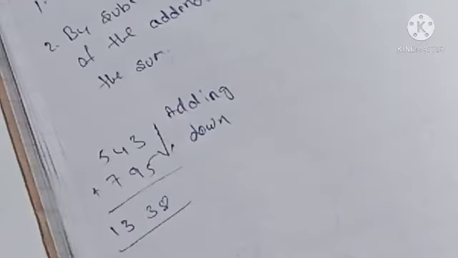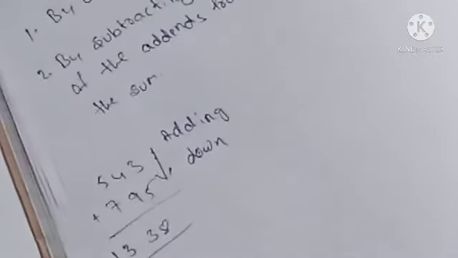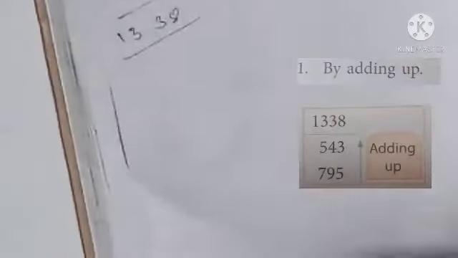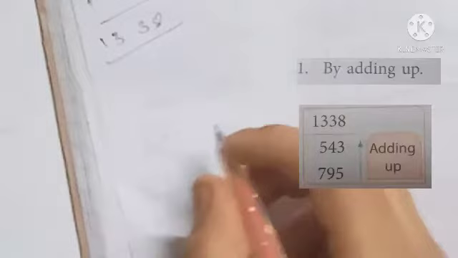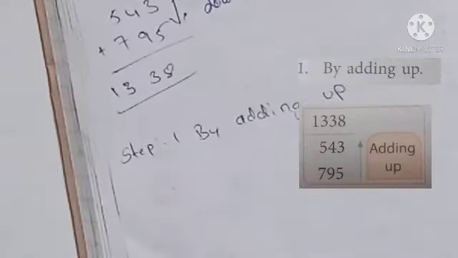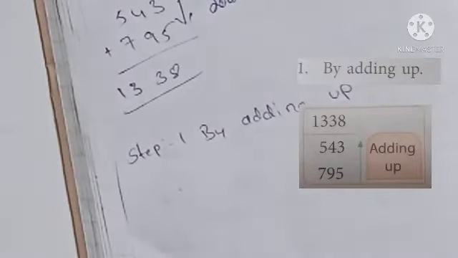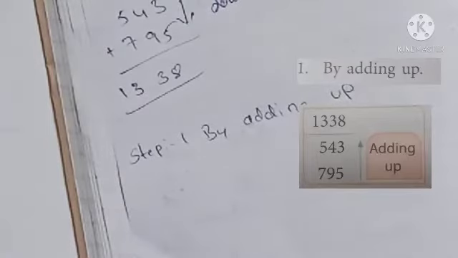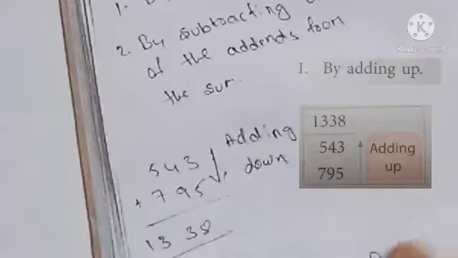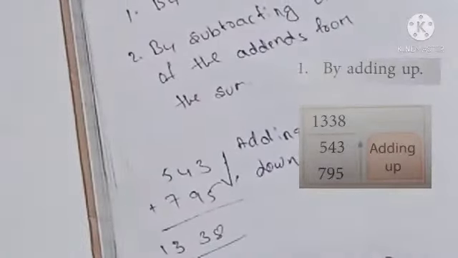Now we will follow the first step. This is step number 1. I think it is visible on the screen. Now let's do step 1. For checking, step 1 is by adding up. What is meant by adding up? For this we had added down. Now we have to add up.